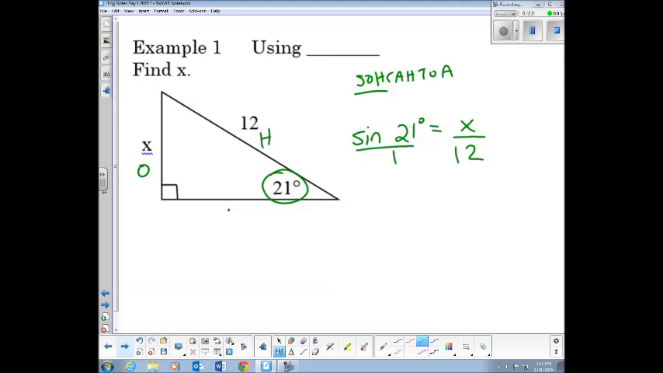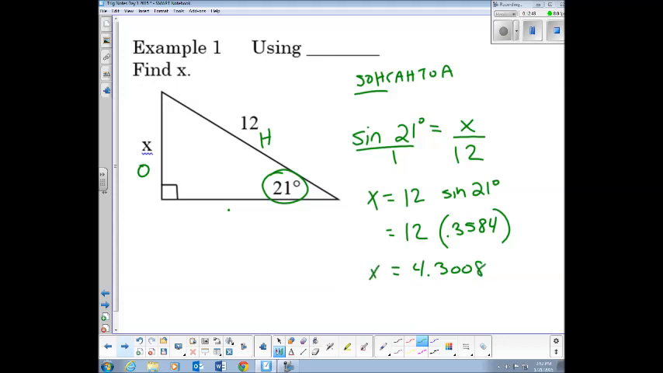We make this a proportion, cross multiply. X is equal to 12 times the sine of 21 degrees. So that's 12 times. Now you can go into your chart, look up the sine of 21 degrees. That's 0.3584. And then I do 12 times 0.3584, and I get the final answer that 4.3008 is the length of that missing side there.